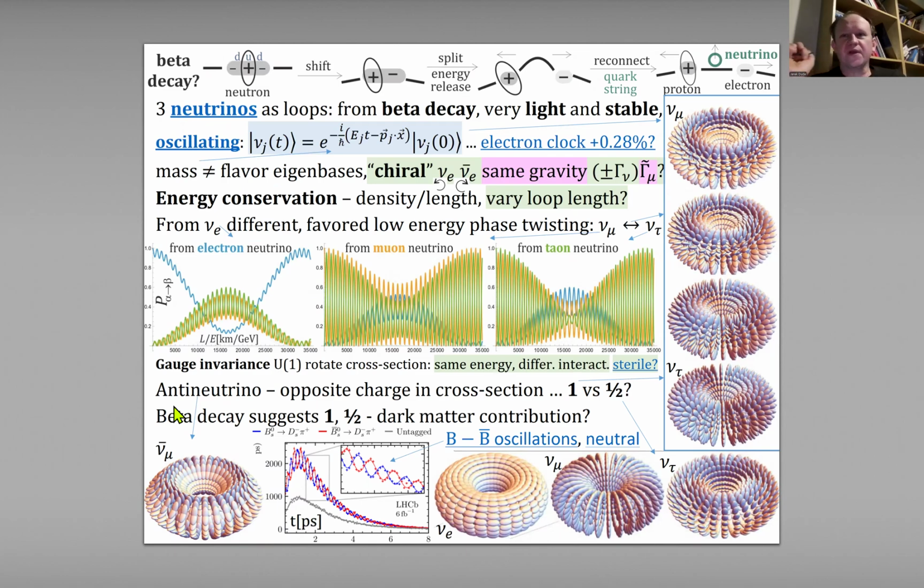And for neutrino, we need to think about beta decay. In beta decay, we start with neutron, and it becomes proton and releases energy, part of energy as gamma and electron, and part of as this neutrino. So if there is quark string, it can form this closed loop, and it can carry part of energy and will be very light and stable. We get three types because it is along one of the axes. We can get oscillations between them. I have some mechanisms for the propulsion.